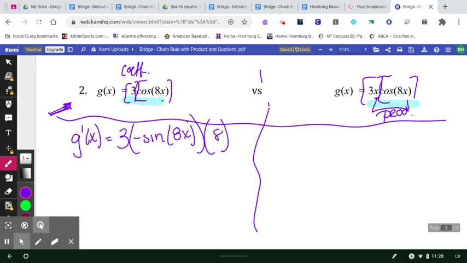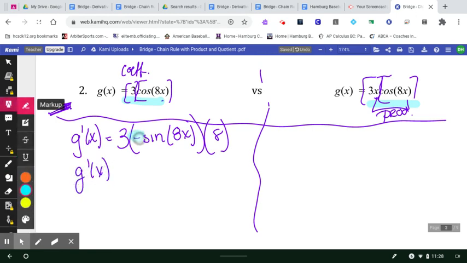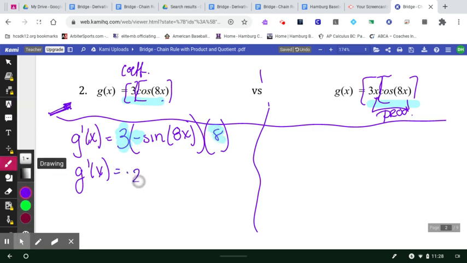So you can see my derivative. Again, those parentheses are important. I'm going to clean it up fully. So I can multiply the 3, the negative, and the 8 to get negative 24 sine of 8x.